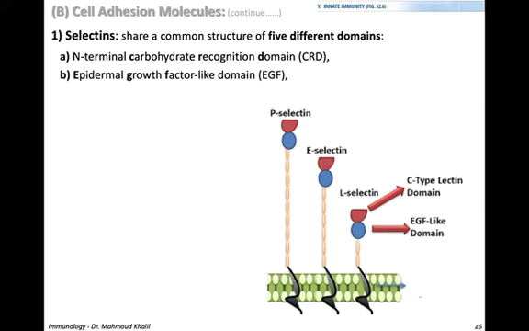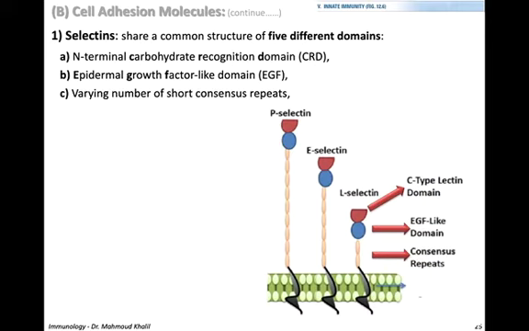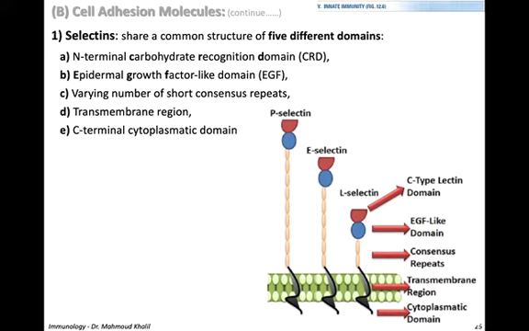As well, we have the epidermal growth factor-like domain, and we have a varying number of short consensus repeats. You can see it's a varying number because this is what differentiates between the L, the E, and the P selectin, the length of this third domain. Then you have the fourth domain, which is transmembrane, transversing the membrane. And the final domain is the only cytoplasmic domain, the C-terminal domain of the protein. So these are the 5 domains that are shared between the 3 types of selectins.